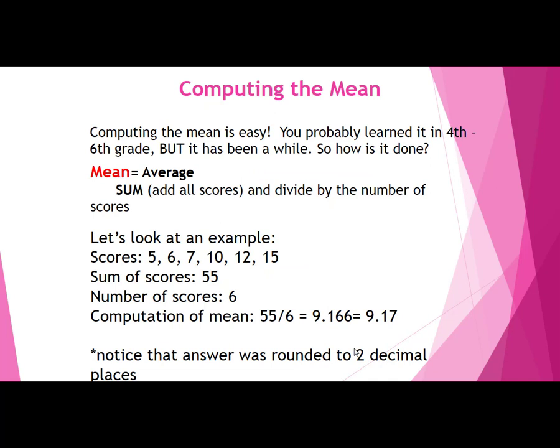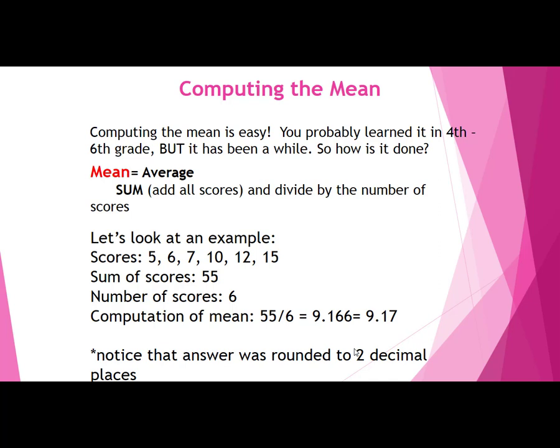Computing the mean. So computing the mean is really pretty easy. I think you probably honestly learned it somewhere in 4th, 5th, 6th grade. But we also know it's been a while, so how's it done? The mean is the average. So you sum, which means you add all the scores, and you divide them by the number of scores. Here's an example.